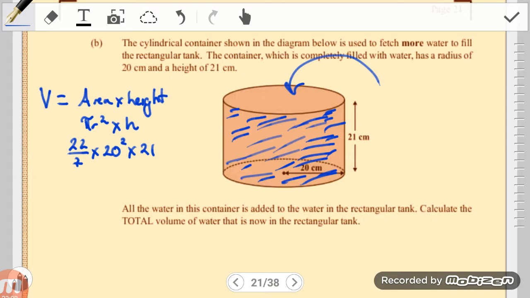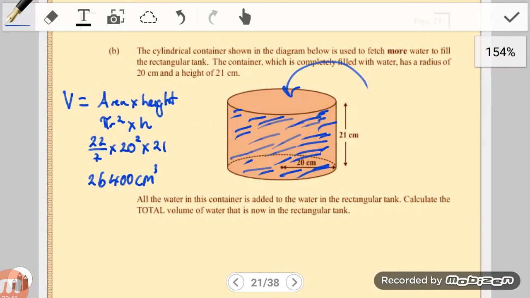Alright, so we can put everything on the calculator at once. So that's 22 divided by 7 multiplied by 20 squared, times 21. Just putting everything on the calculator all at once, guys. We could do it in parts if you wanted to. And that's going to give me a total volume of 26,400 cubic centimeters. So that's the amount of water that can fill this container.